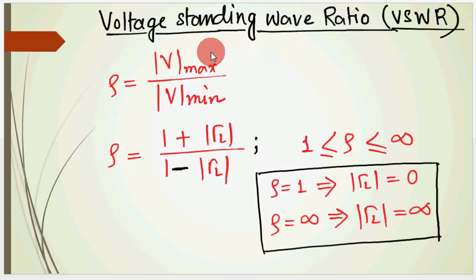Voltage standing wave ratio is mod of Vmax by mod of Vmin, and it is defined as 1 plus mod gamma L by 1 minus mod gamma L. Here the minus in the denominator, you can think of it this way: the voltage standing wave ratio could be 0 to infinity, so here it is minus, so that when mod gamma L is 1, it could be infinity. Hence here it has to be minus.